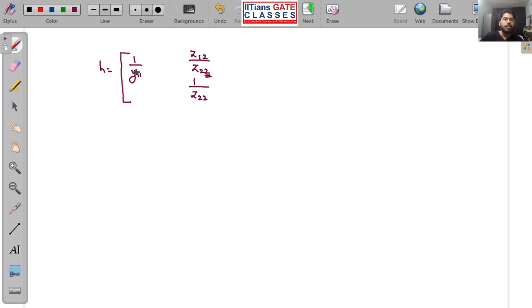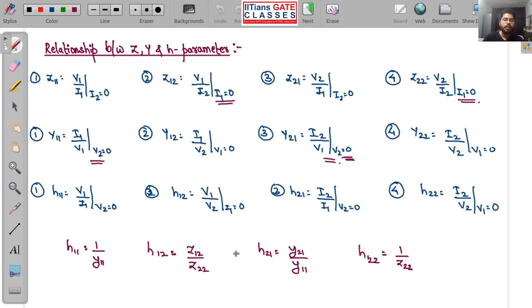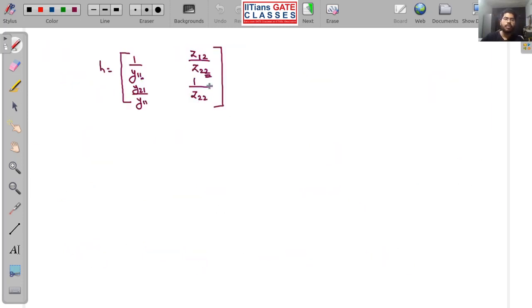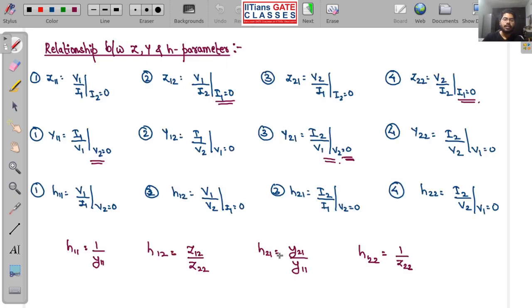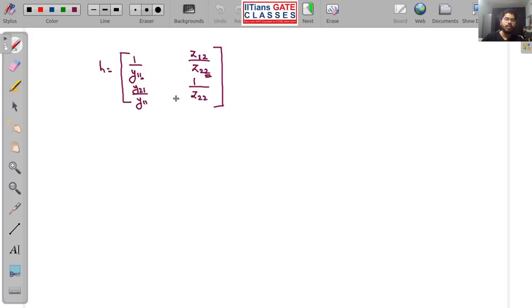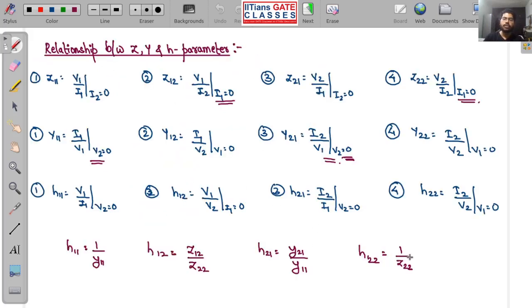So what about this one? Just below this, 1 by Y1, it will be what? Y11. You have to again keep this constant here. So it will be Y1, remaining is 21. Now you can check, I am getting the same values. You can see H12 is Z12 by Z22. You can see the same thing. H21 is Y21 by Y11, and here it will be what? H22 is 1 by Z22.